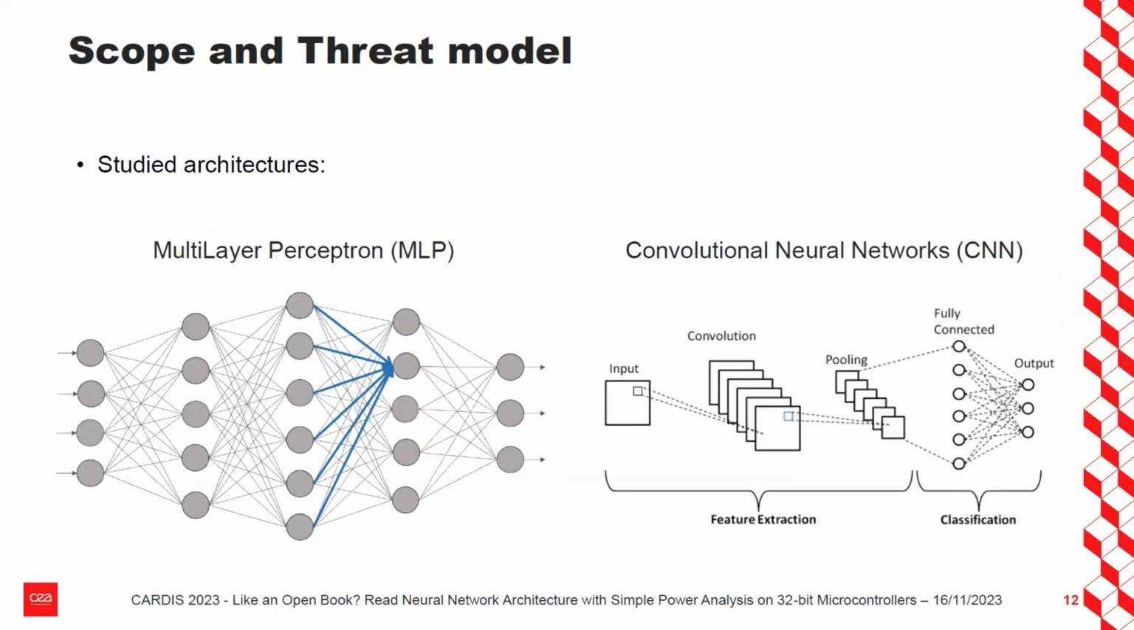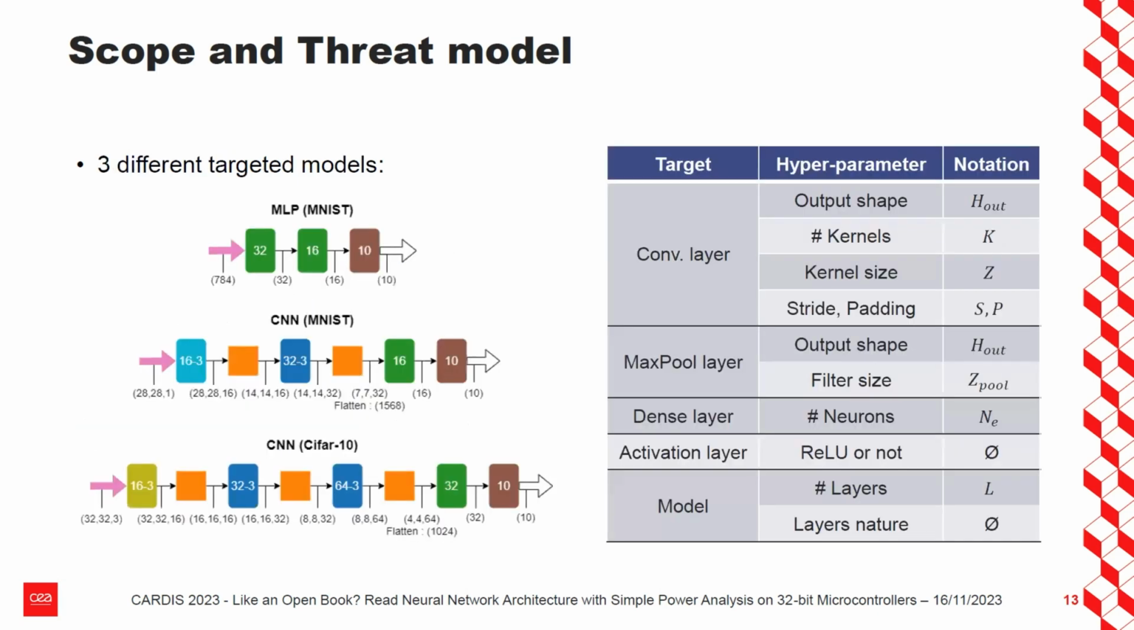So here are the two kinds of architecture we studied. There's the multi-layer perceptron, where simple dense layers are stacked horizontally with neurons connected together, and the convolutional neural network, which has some feature extraction layers such as convolution and pooling ones. And here are the models we developed and targeted for our experiments. What is important to see here is that each different color corresponds to a different kind of layer, and we'll go through the details of each of them in the next slides.